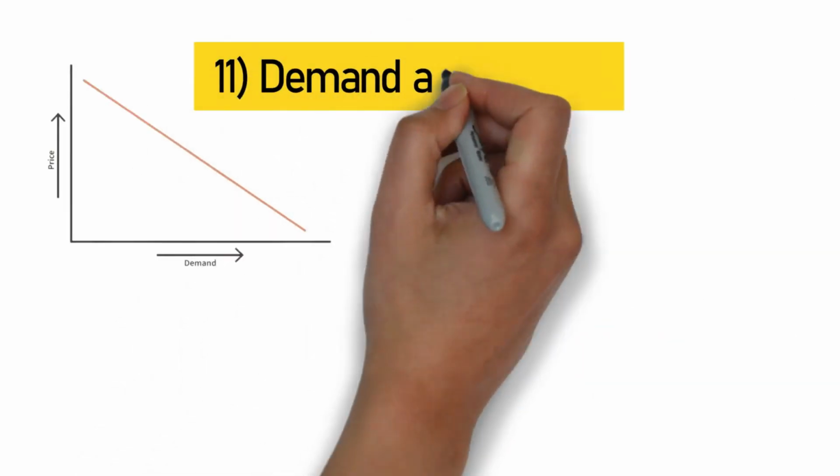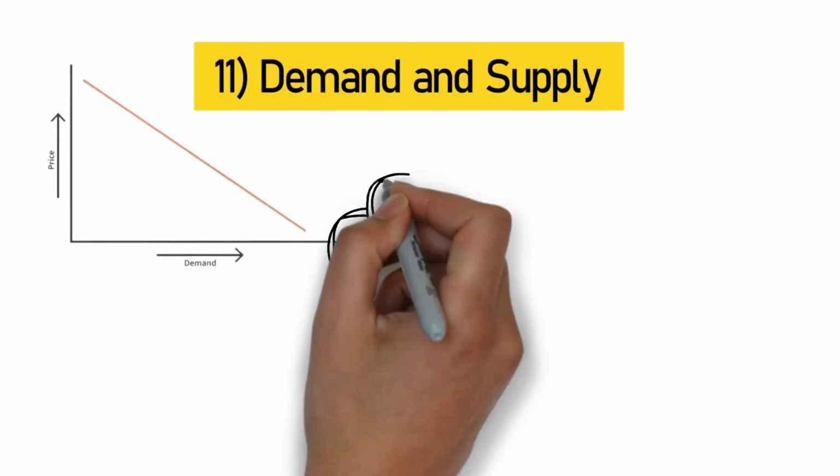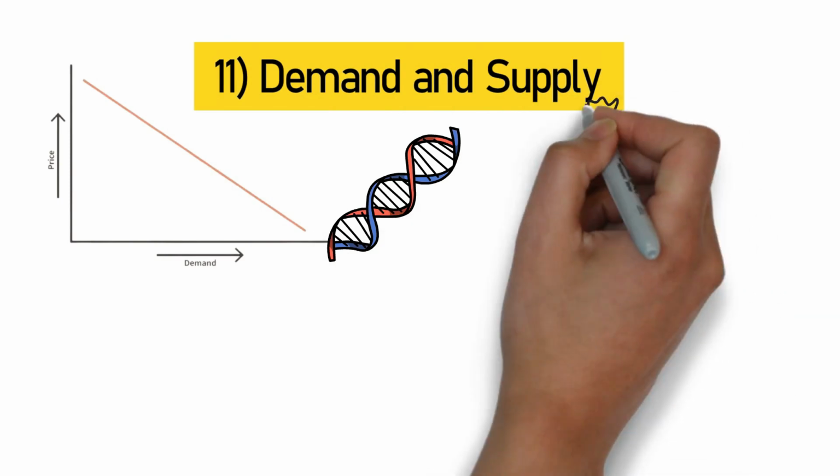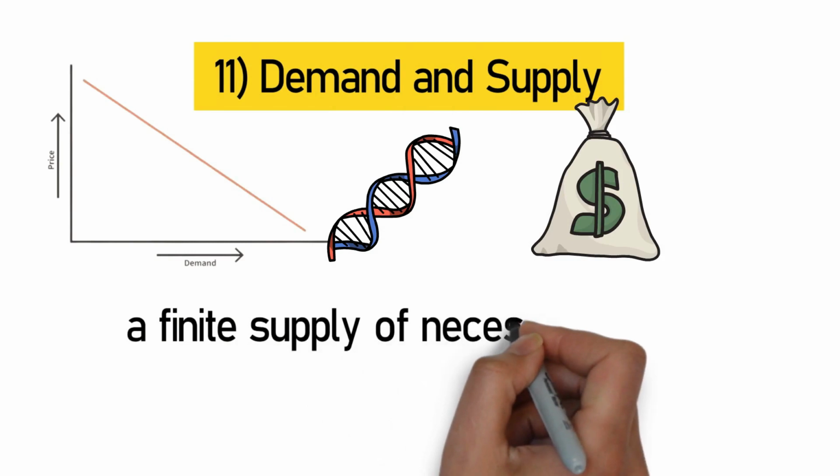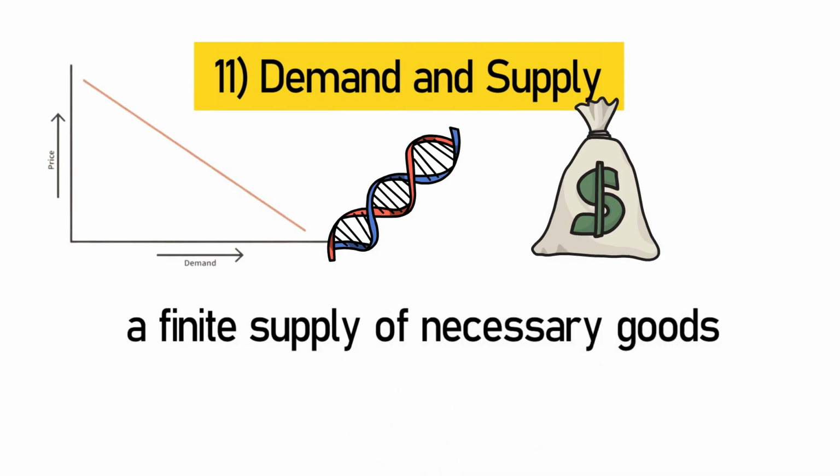Number 11. Supply and demand. The basic equation of biological and economic life is that there is a finite supply of necessary goods and that there is fierce competition for those goods.